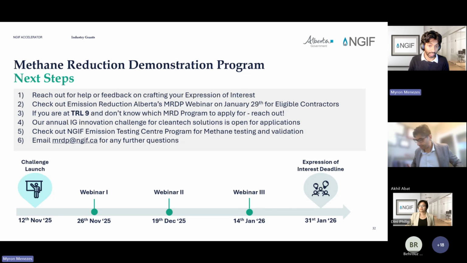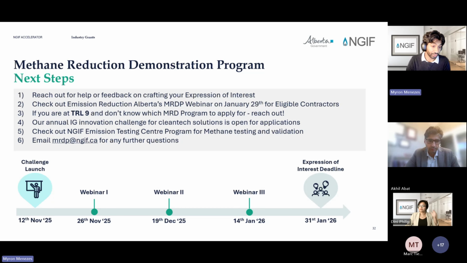If you are a TRL 9 and you don't know what methane program to apply for, it's either with NGIF or with ERA, do reach out to us. We do need to ask you a few questions on your technology and your rollout to best advise you on what program you better suit for.